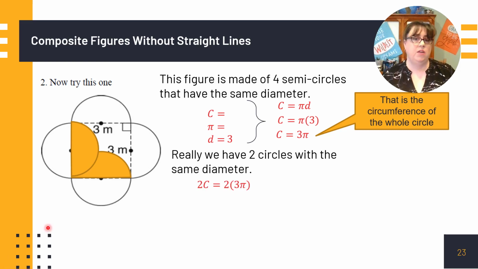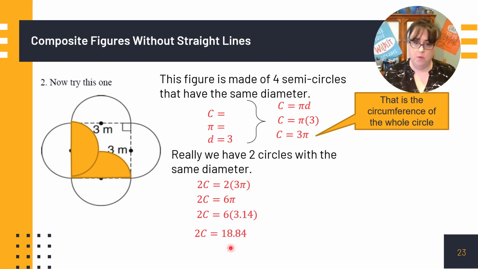So now, instead of taking 1/2 and adding it up 4 times, I just have 2 circles. I go around this circle and this circle, and take my circumference and multiply it by 2. So now it's 2 times 3 pi, which would be 6 pi. Multiply 6 times 3.14 to get 18.84, which is the exact same number we had before.